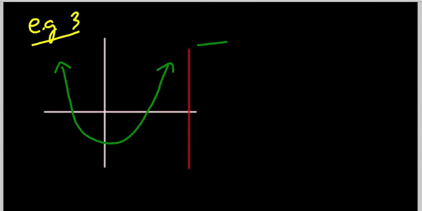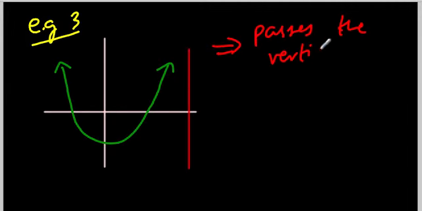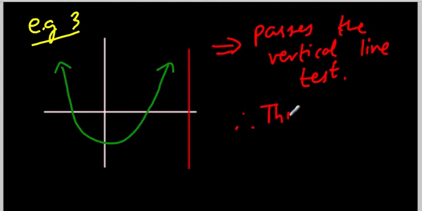So, oops, let me again go to red. So it passes the vertical line test, and therefore, this is a function. Okay.